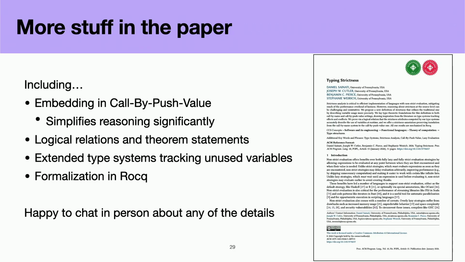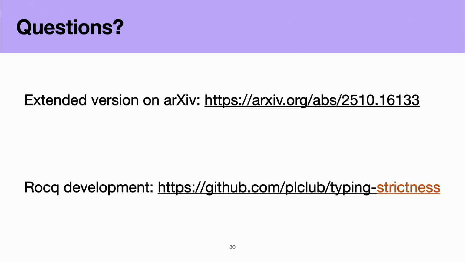There's a lot of redundancy in the cases of all the places where evaluation can be suspended. Call by push value sort of solves this problem by isolating all that reasoning to just the thunk case. We also have extensions to our type system to track additional information, and we mechanized all of this in Rocq. I am happy to chat in extensive detail about any of this afterward or take any questions that you may have now. Thank you so much for listening.